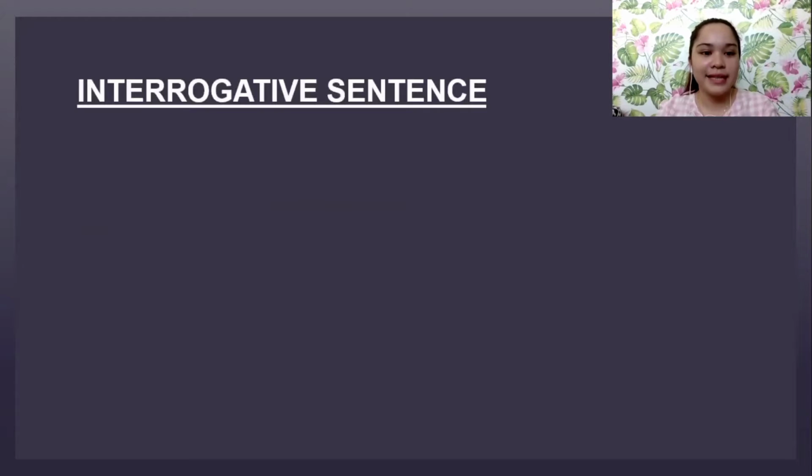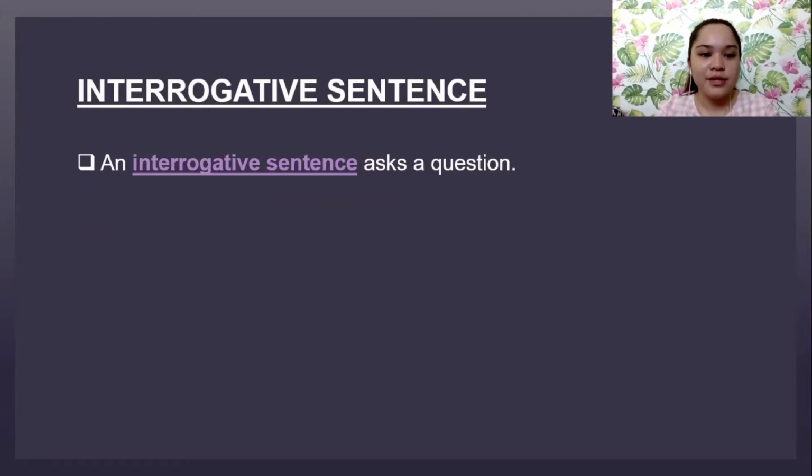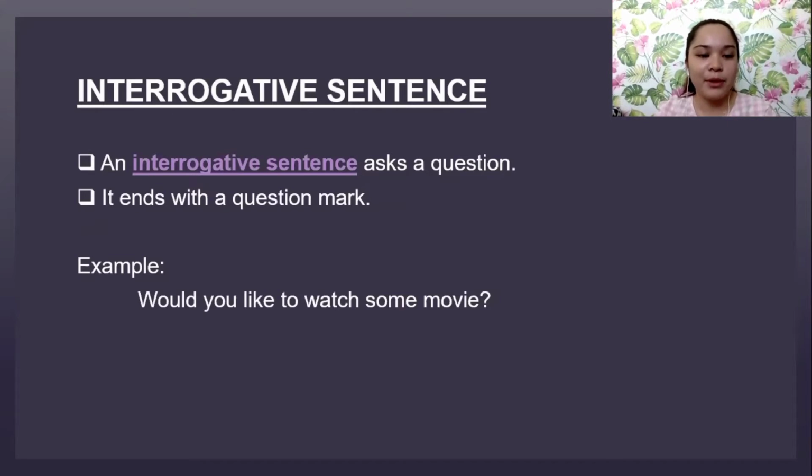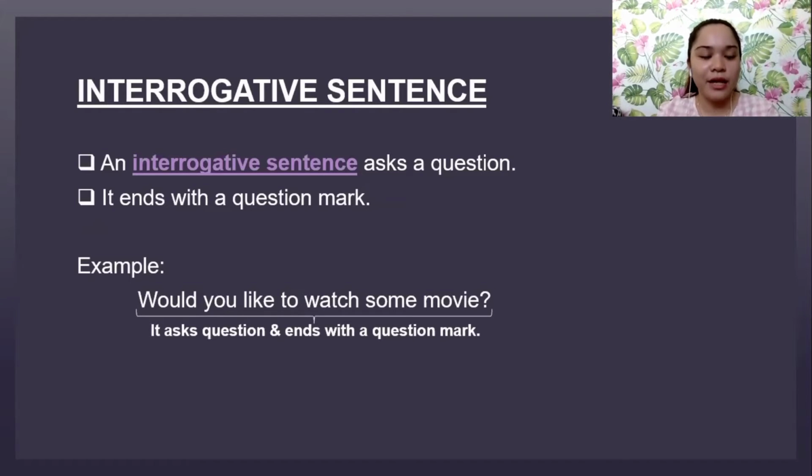Next, interrogative sentence. An interrogative sentence asks a question and it ends with a question mark. An example of this: Would you like to watch some movie? So this example asks a question and it ends with a question mark. So this is what an interrogative sentence is.